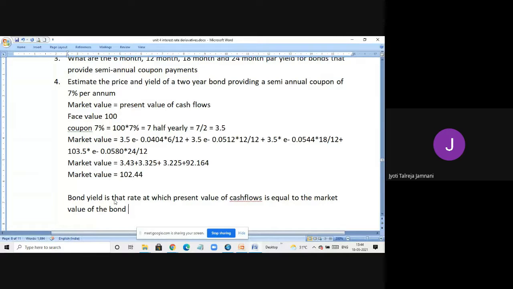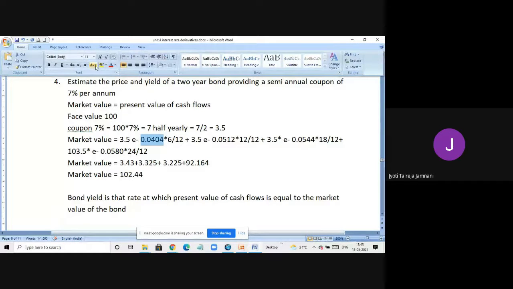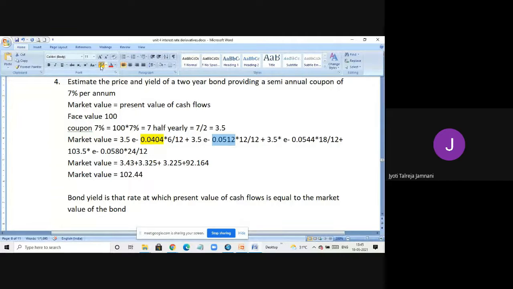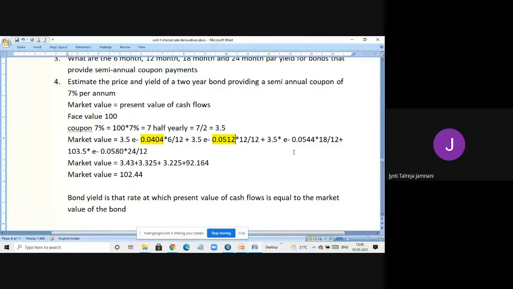Okay, now see what I am trying to say. It is that single rate at which your present value of cash flows is equal to the market value of the bond. Now above, in what we have solved, if you see, I have taken different rates. For 6 months the rate was 0.0404, so the rate is 4.04%. For 1 year the rate was 5.12%. So we took different rates depending on different bonds of different maturities. But here they are telling you to find one single rate that will make the present value of cash flow equal to the market value.